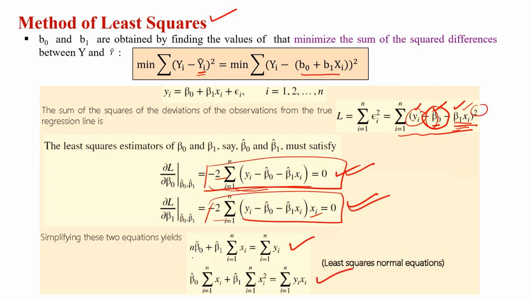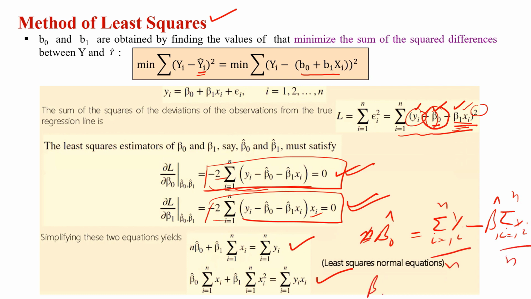Now in order to find out the value of beta naught, what can I do? I can use this first equation, that is n beta naught hat would be equal to summation yi, where i is 1 to n, minus beta 1 hat summation i from 1 to n xi. If I divide by n, this is n, this is n. So that means beta naught hat would be equal to y bar minus beta 1 hat into x bar. So this is the formula of beta naught.